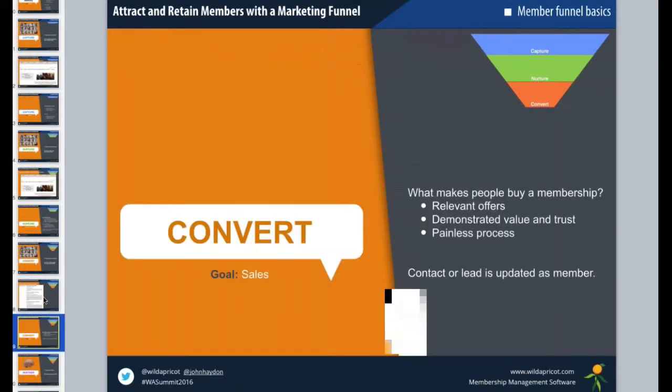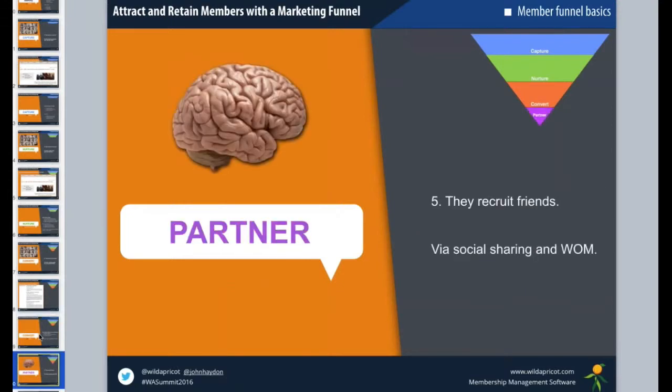Okay. And then, so what makes people buy a membership? Relevant offers, demonstrated value and trust. That's going to happen during that nurture phase. And you've got to make sure that it's a painless process to become a member, right? If they download a free resource and then they get a few emails and then they get this really great offer, become a member today, they're motivated, but then they can't really do it that easily. That's where we're going to hurt ourselves. So the conversion points are going to be really critical. And I'll get into that in a little bit.